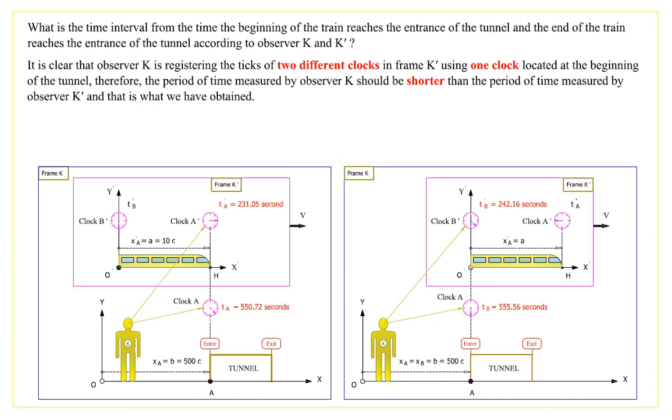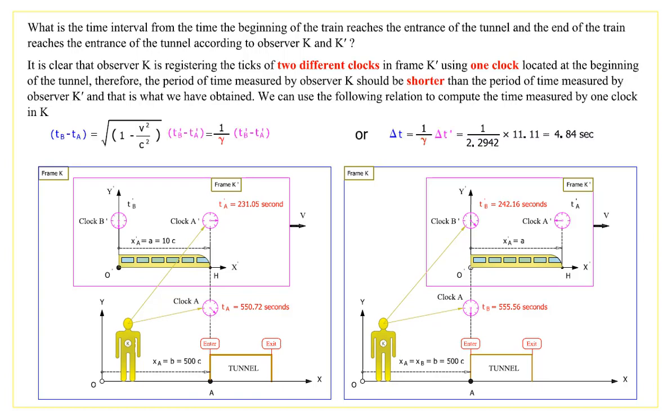It is clear that observer K is registering the ticks of two different clocks in frame K' using one clock located at the beginning of the tunnel. Therefore, the period of time measured by observer K should be shorter than the period of time measured by observer K', and that is what we have obtained. We can use the following relation to compute the time measured by one clock in frame K. Delta t equals 1 over gamma times delta t prime, and that equals 4.84 seconds.